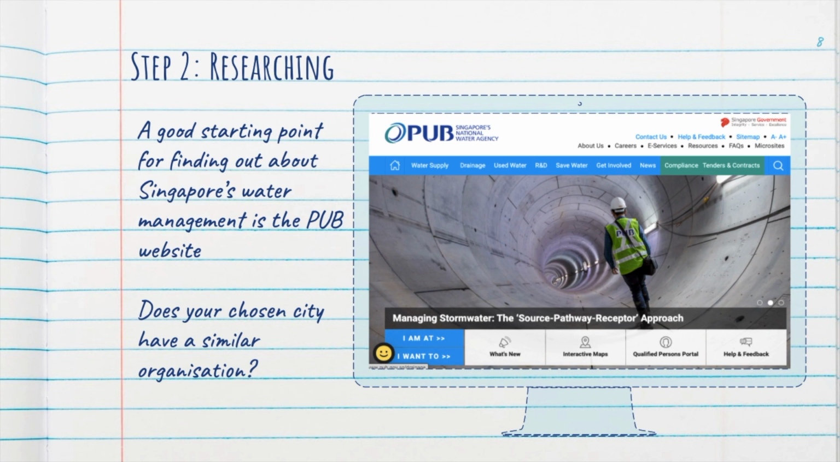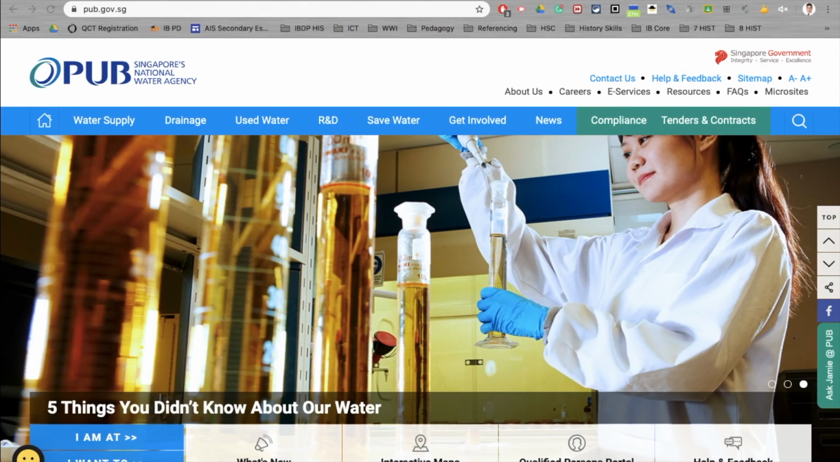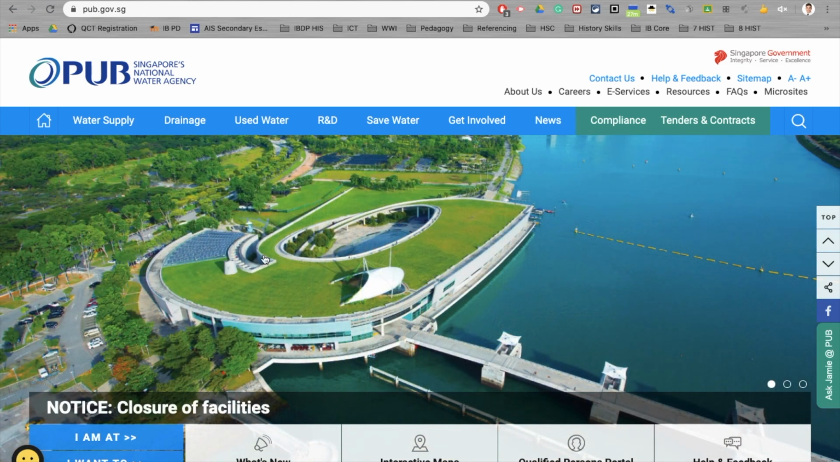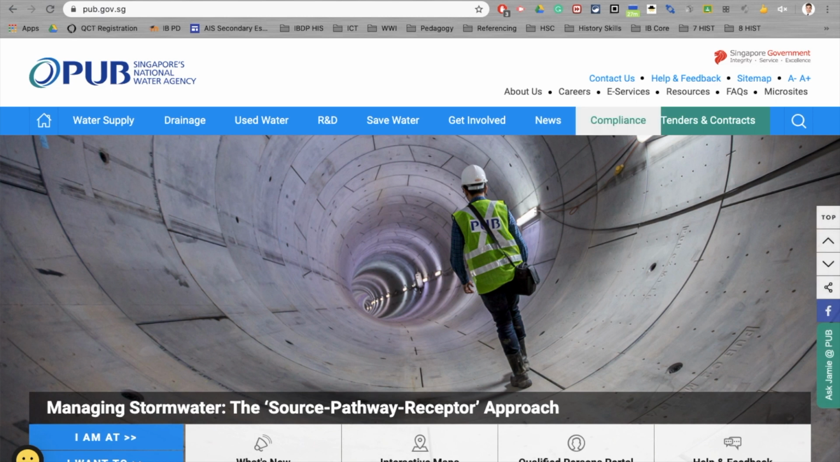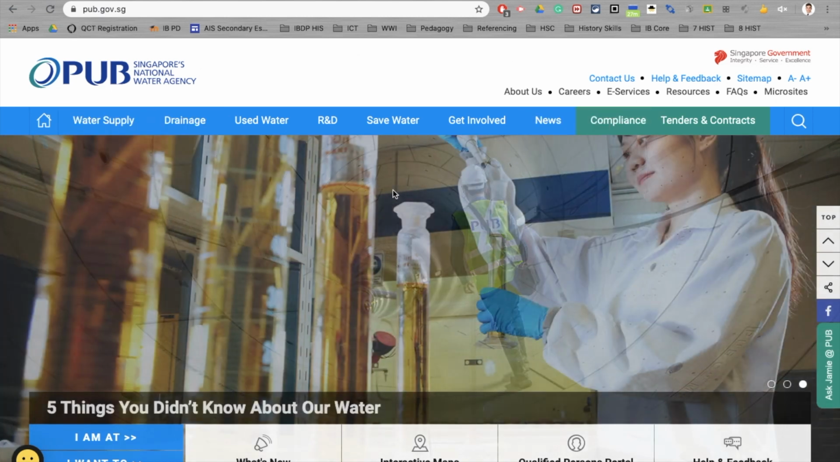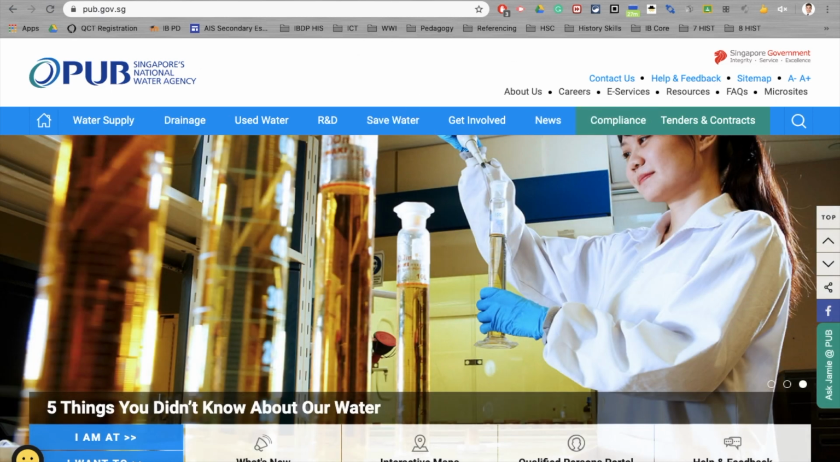So a good starting point for finding information about Singapore is the PUB website. And you can think about, well, does my city have a similar organization? So let's have a look on Google and see what we can find in relation to a few cities that I have started to look at. So here is the Singapore PUB website. You will find a vast amount of information regarding the water supply, drainage, used water, how to save water. Everything you need to know about Singapore's water supply will be on this website.